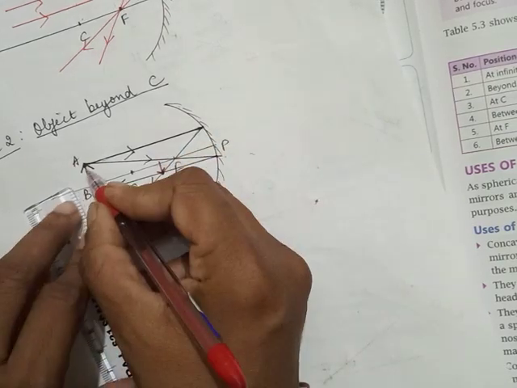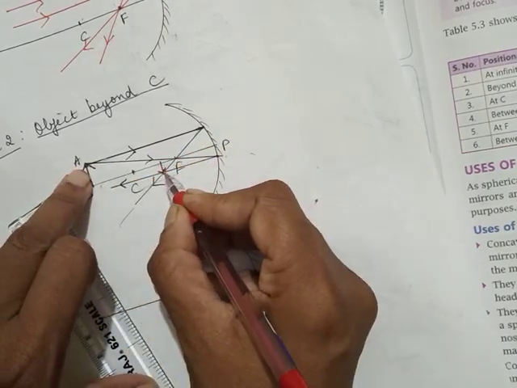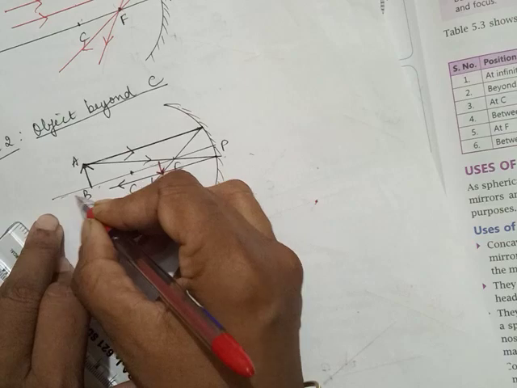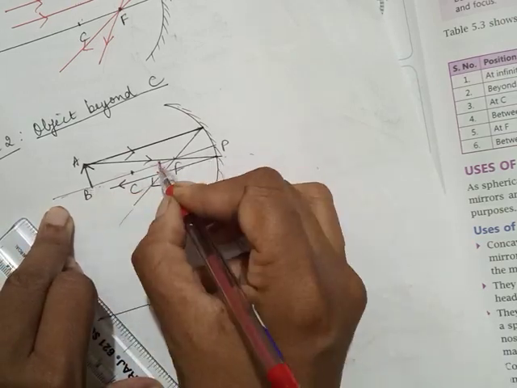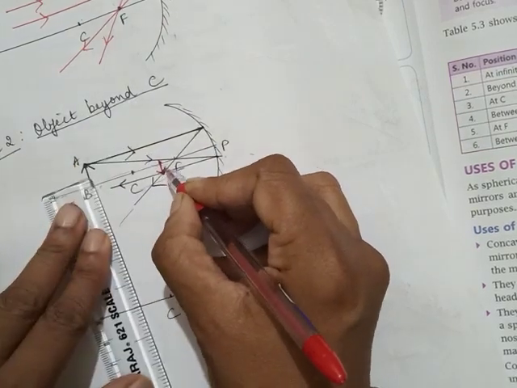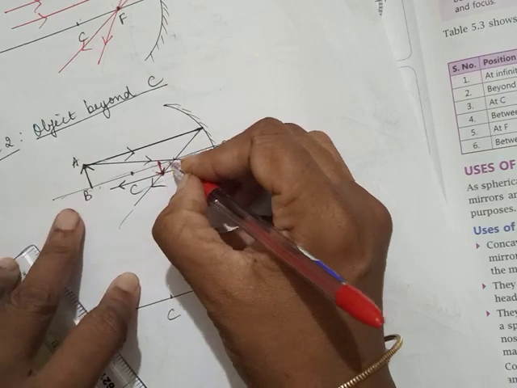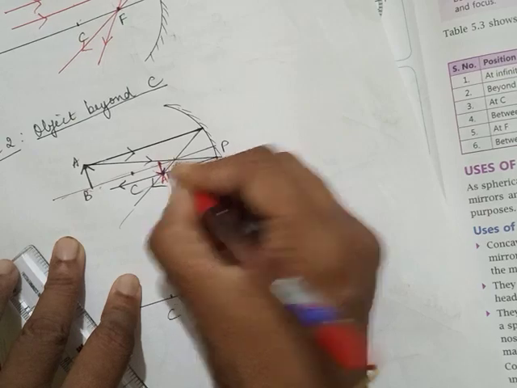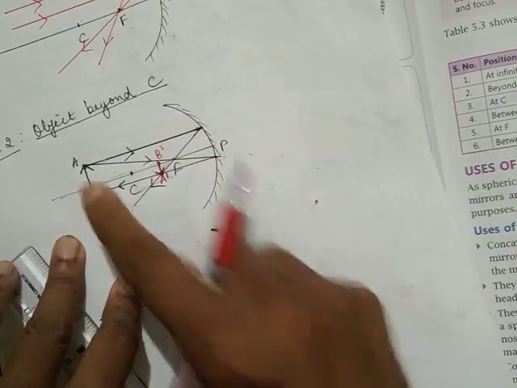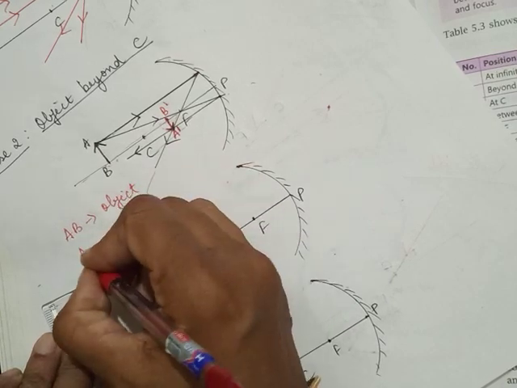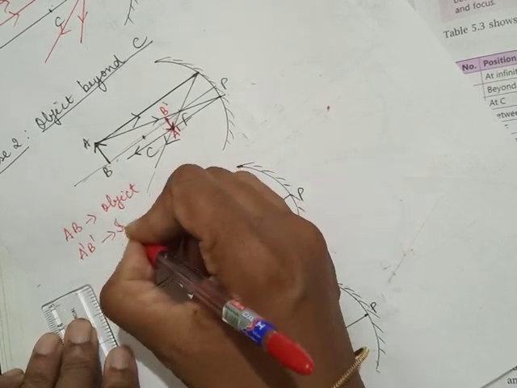So this point's image is formed here, and that's the arrowhead. The base should be somewhere here. This point's image will be on the principal axis. So you just have to put a straight line from that point and put an arrowhead in the inverted way, and that is your image. You will mark it as A dash B dash. AB was the object and A dash B dash is the image.